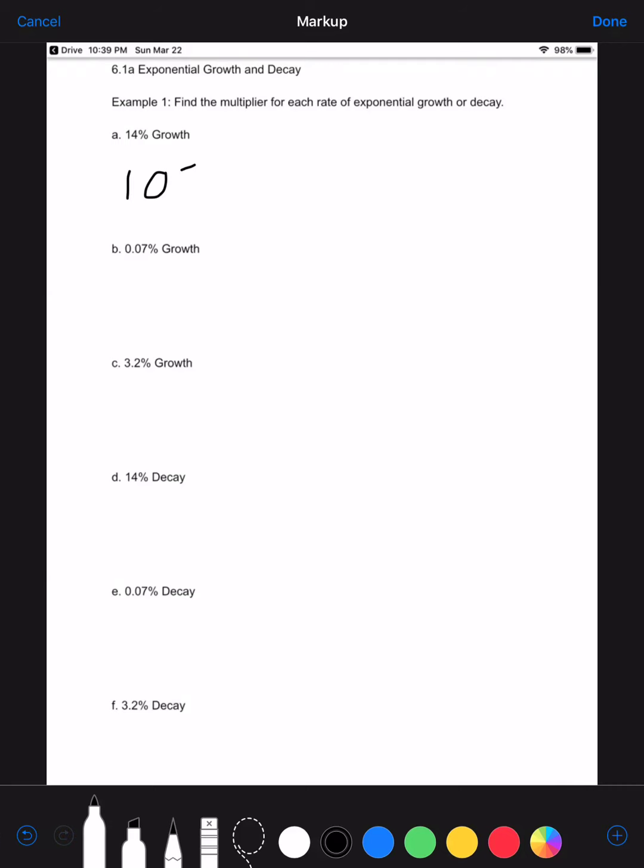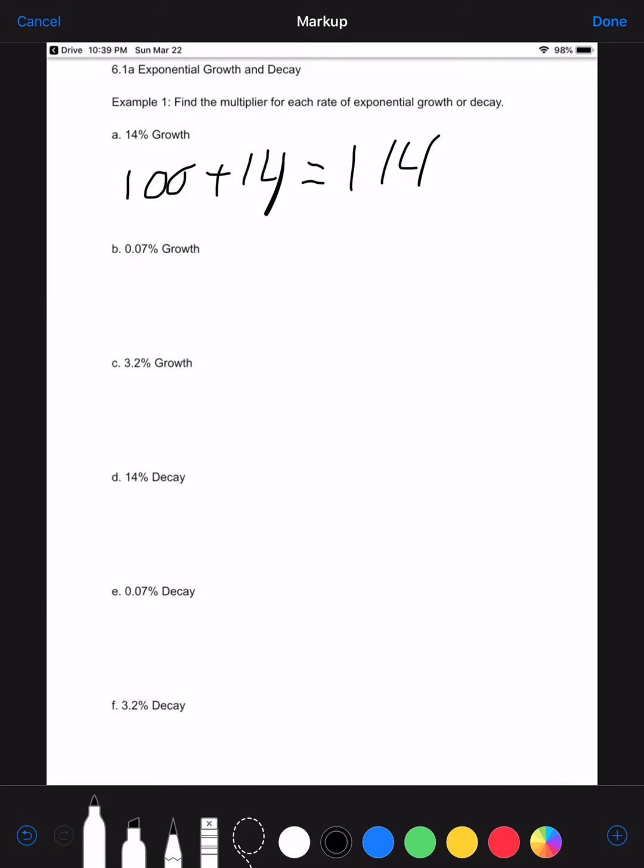Going to do today is talk about exponential growth and decay. To do exponential growth and decay, we have to take 100, and depending on if it's growth or decay will depend on if we're adding or subtracting. Since this is a 14% growth, we want to add 14 to it.